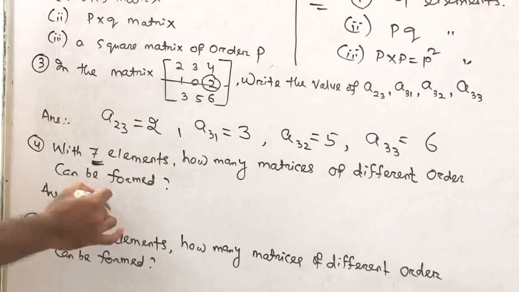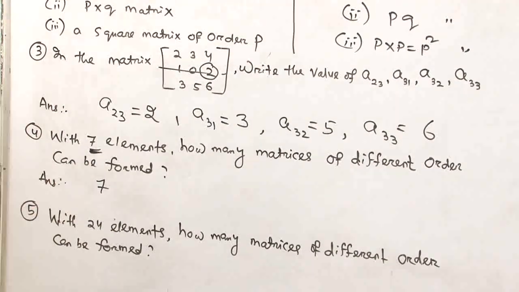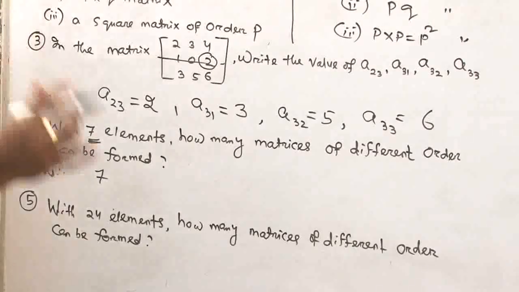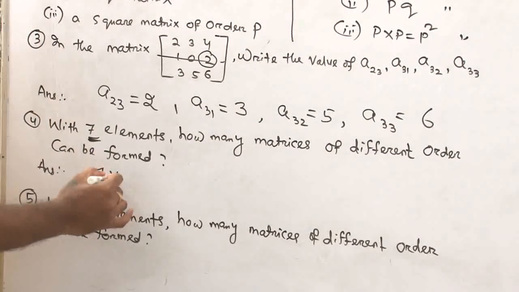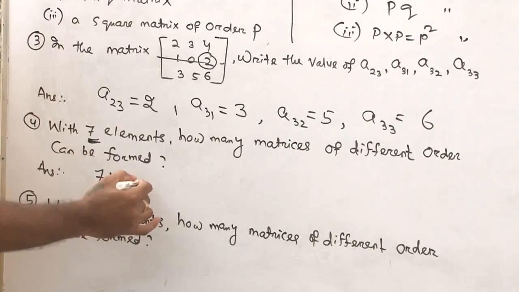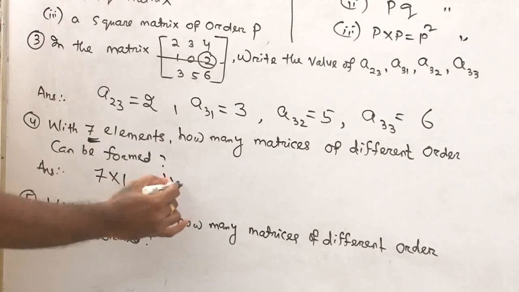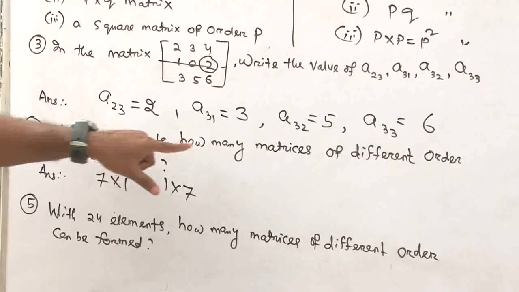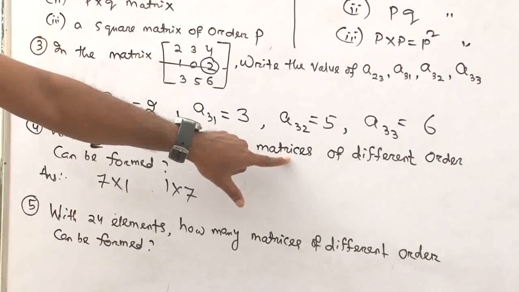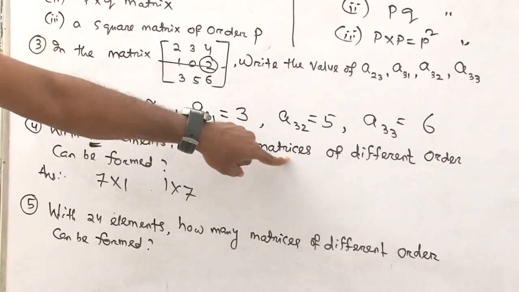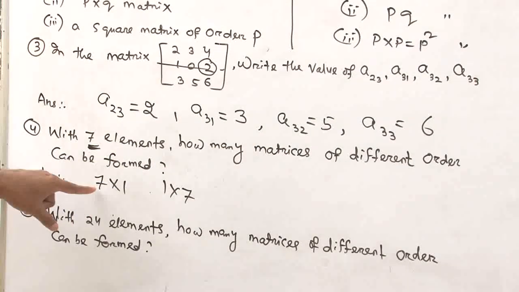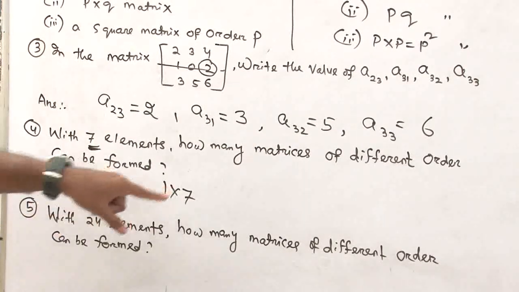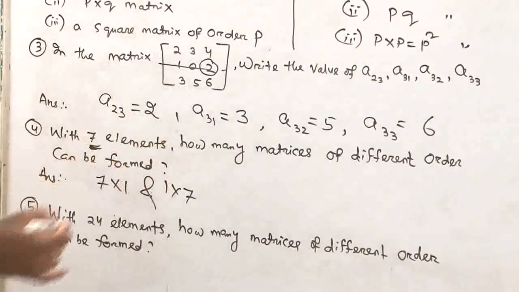So as you know, 7 is a prime number, so 7 is factorized into 2 forms, that is 7 into 1 or 1 into 7. So with 7 elements, how many matrices can be formed? There are 2 matrices formed. There are 7 into 1 order and 1 into 7 order.